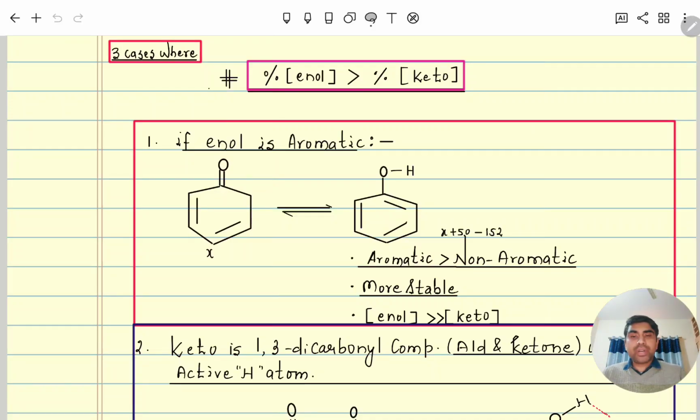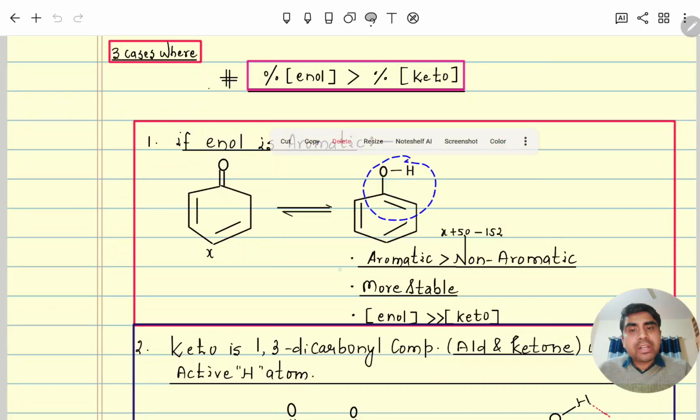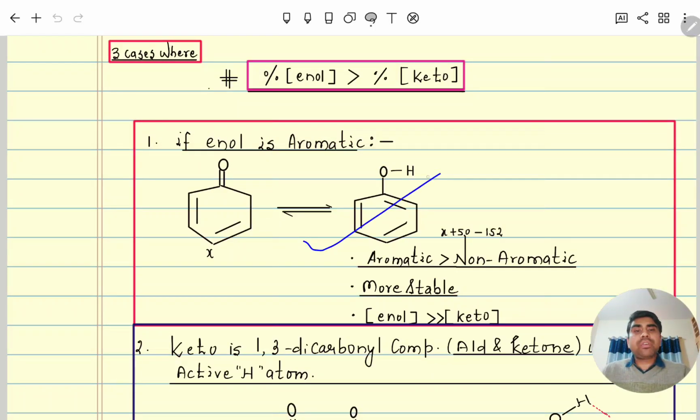Now generally keto is more stable than enol, but there are specifically 3 cases where the enol percentage is more than keto. First, when the enol is becoming aromatic, then the percentage of enol will be more than keto. So in the first case, if the enol is aromatic, aromatic is more stable than non-aromatic. Means here K equilibrium will be greater than 1, the percentage of enol will be greater than keto.